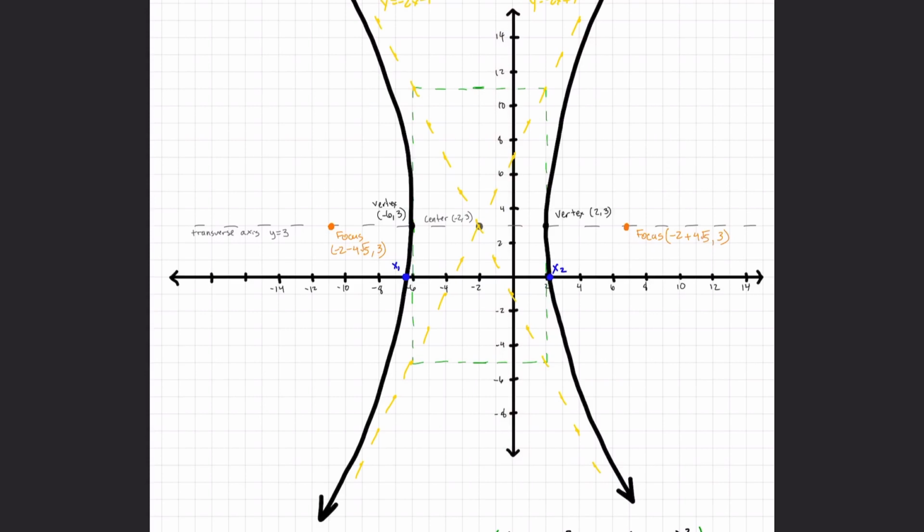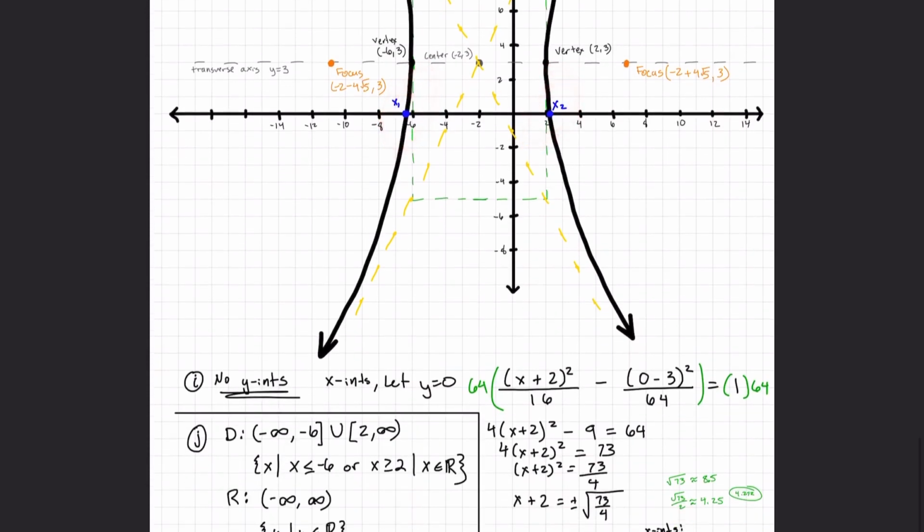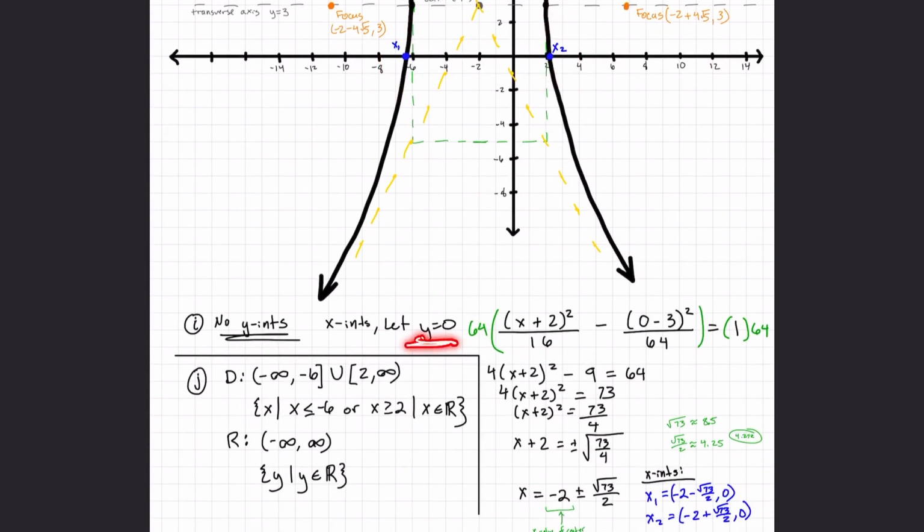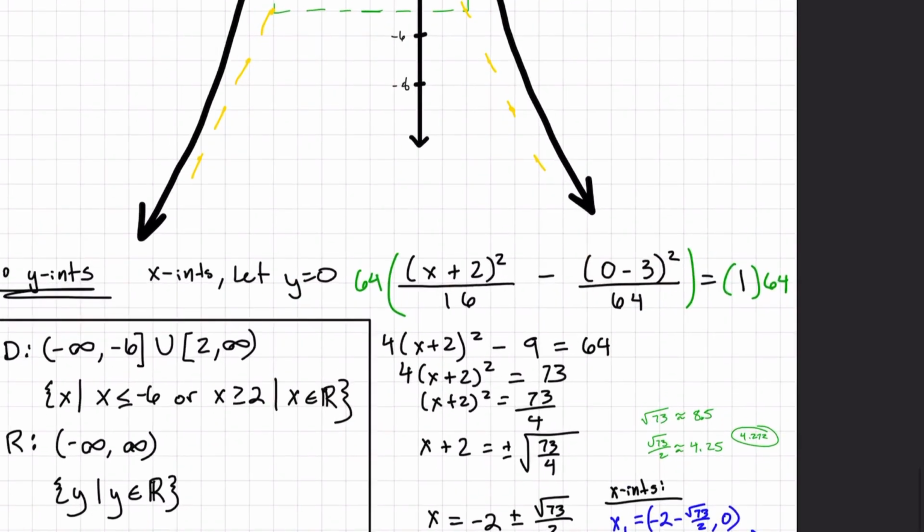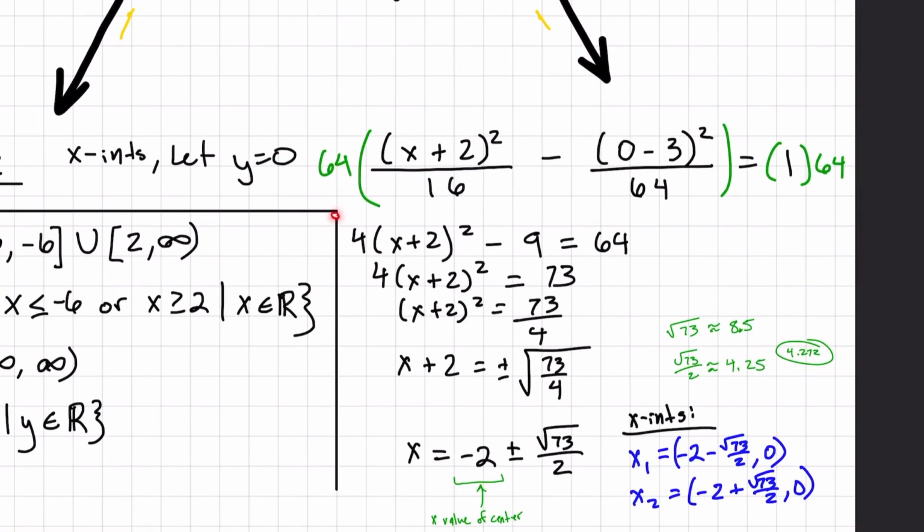If it was, I would let the x be 0, plug it in, and solve. For my x-intercepts, I'm going to do just that same thing, but for the y's. So I'm going to let y equal 0, so I'm going to plug in a 0. When I do this, I don't want to work with a fraction, so I'm going to multiply everything by 64. So I end up with 4 times x plus 2 squared. Negative 3 squared is just my positive 9, so it's minus 9. Then multiply everything times 64, so that's reduced to 1, and we have a 64 on the right-hand side. Solve them down, and you get negative 2 plus or minus the square root of 73 over 2.